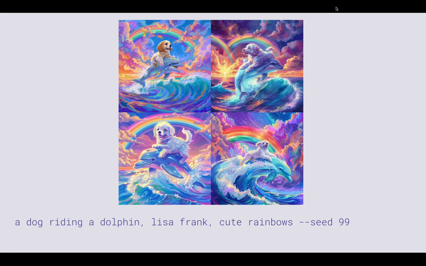Okay, these are going to be a little bit more subtle, but let's take a look at what happens when we move our words around a little bit. So I'm going to use the prompt a dog riding a dolphin, Lisa Frank, cute rainbows. And I'm also going to use seeds. We haven't talked about seeds. It's okay. Seeds just allow the images to stay as close to each other as possible as I iterate on my prompt. So this is our default here where we start with a dog riding a dolphin. You'll see all the images are quite good compositionally, right? We have a dog riding a dolphin. It all looks pretty good.